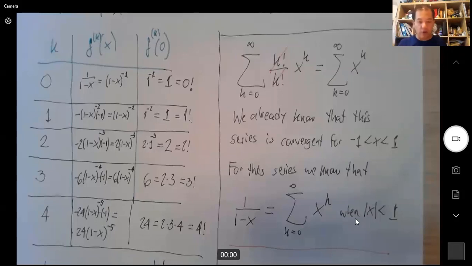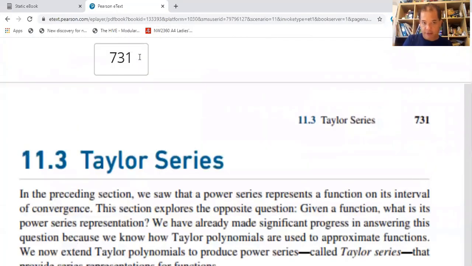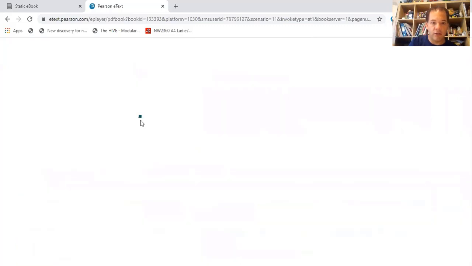All right? So let's take a look at the corresponding page in the book. And so you can see what I'm talking about here. I think it's the next page or a few down. All right, so right here.